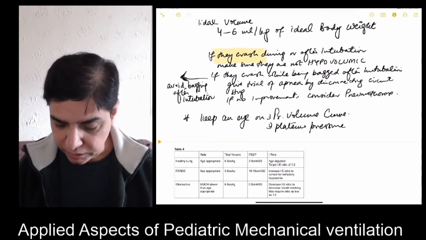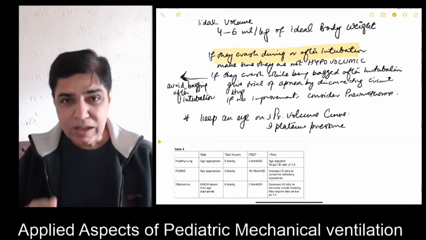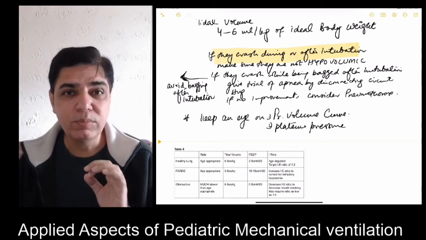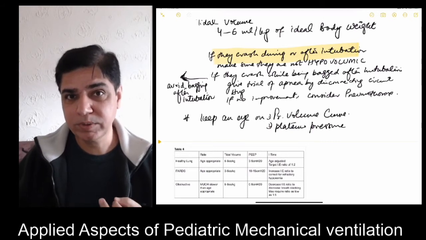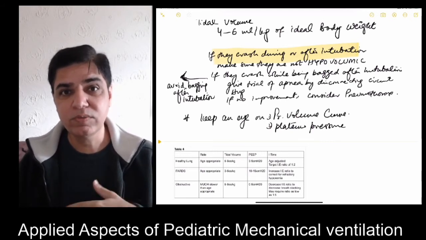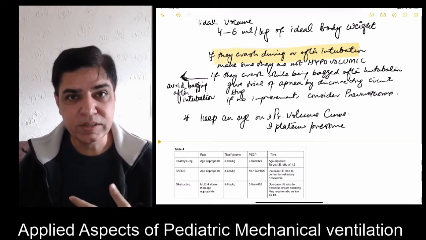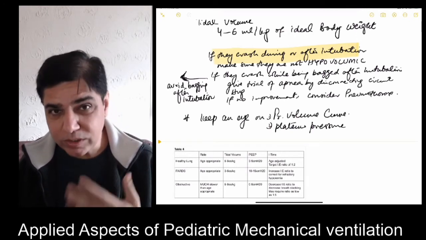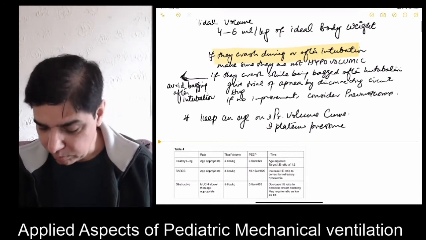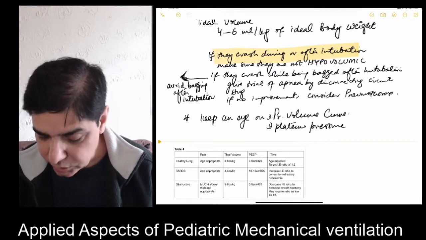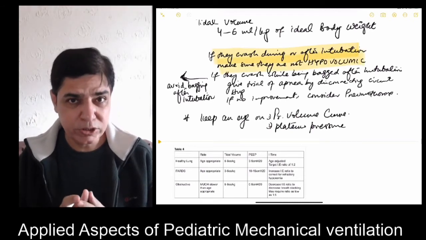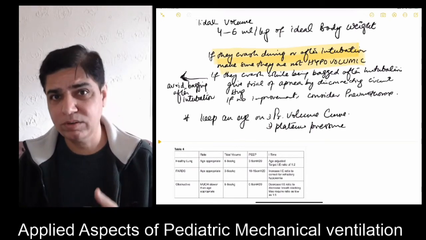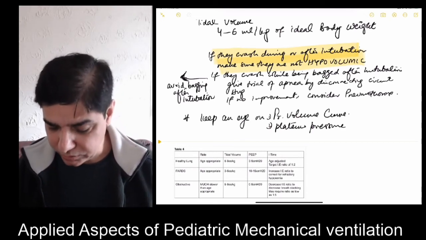So if they crash during or after intubation, first thing is to make sure they are not hypovolemic. So remember, how would you know hypovolemia? Tachycardia, their blood pressure is low, and obviously they're having a lot of insensible losses because of the increased breathing and that thing going on. So insensible losses would make them hypovolemic to some extent. So make sure that they are not hypovolemic. That's why before starting intubation, make sure they're well hydrated, or you have to start with IV fluid and make sure they are well hydrated.